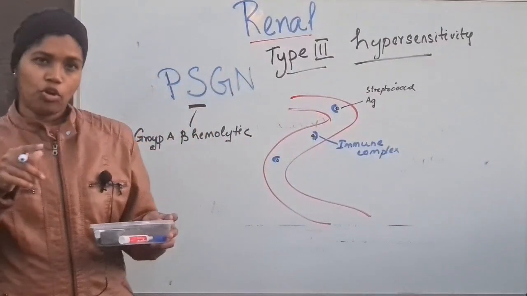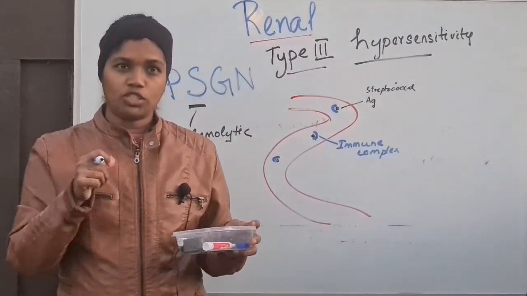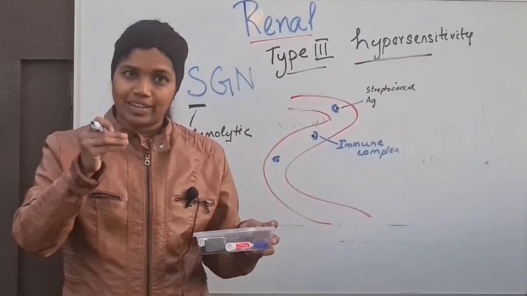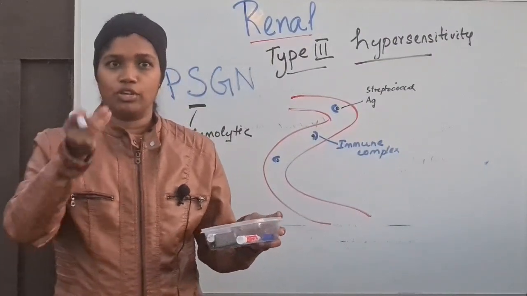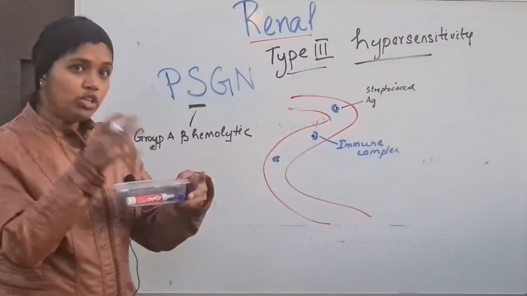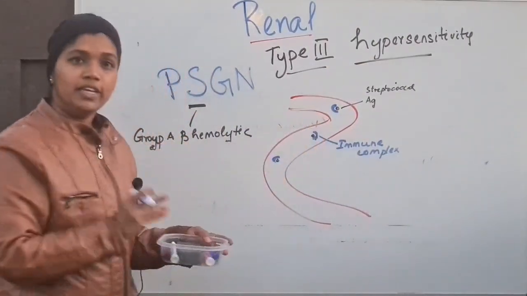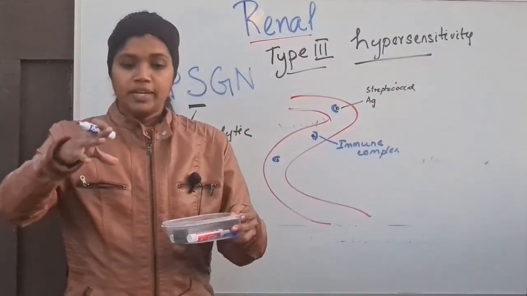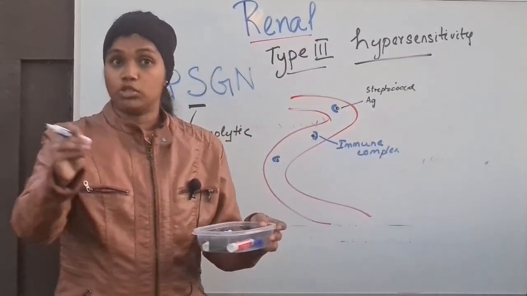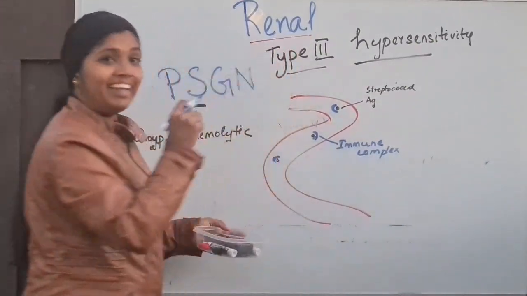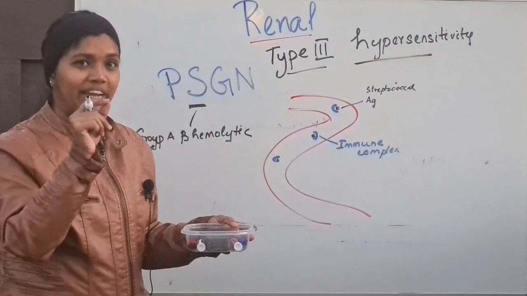For the streptococci to cause a skin infection as well as a throat infection, it has to be present in our bloodstream, right? During that time, our body also produces antibodies against that particular antigen, and they both combine to form immune complexes. These immune complexes circulate and deposit in many organs. When they deposit in the kidneys, then we have glomerulonephritis.